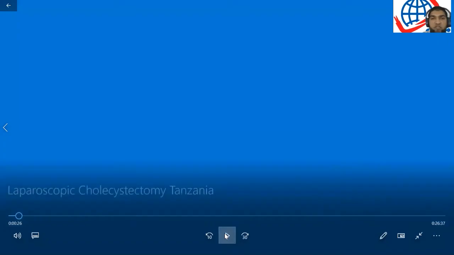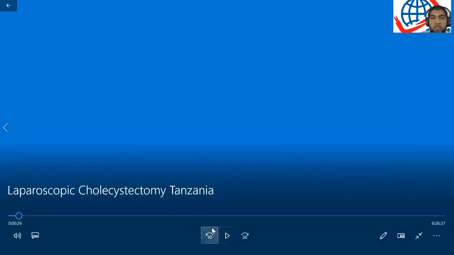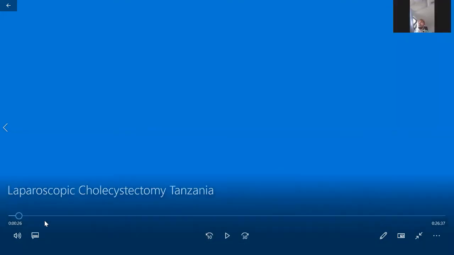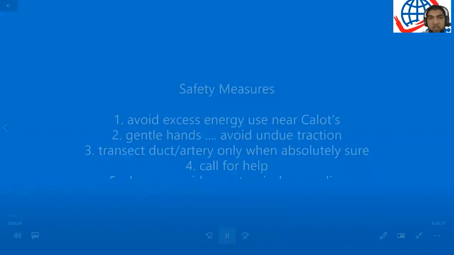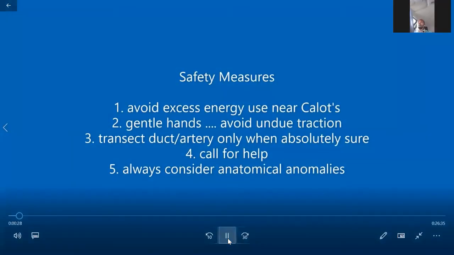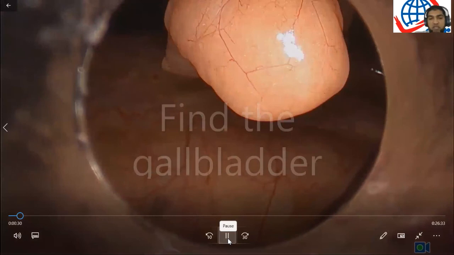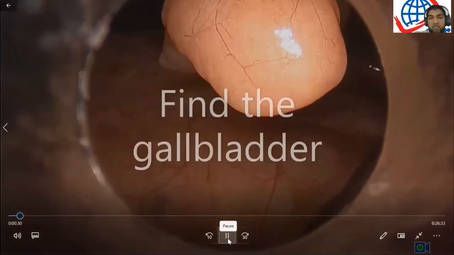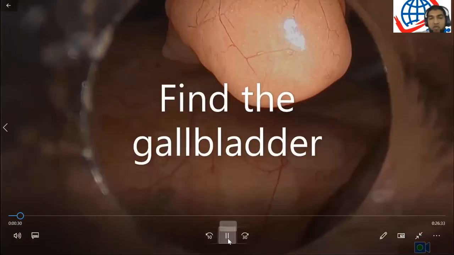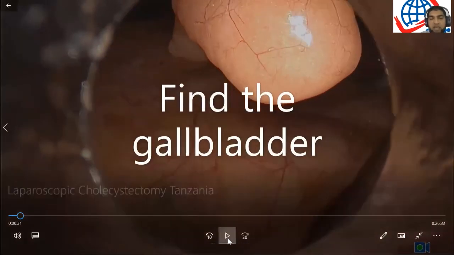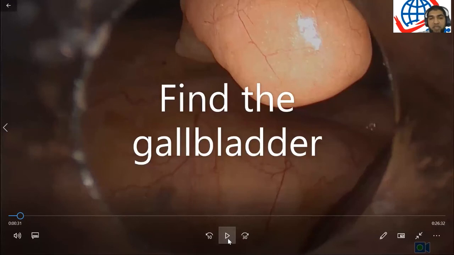So in terms of securing the cystic duct and artery, you can suture it. You can use clips in that area. There are also clipless cholecystectomies described in the literature, which we stay away from as much as possible, especially for beginners. So I'm going to show you a case of gallbladder empyema.